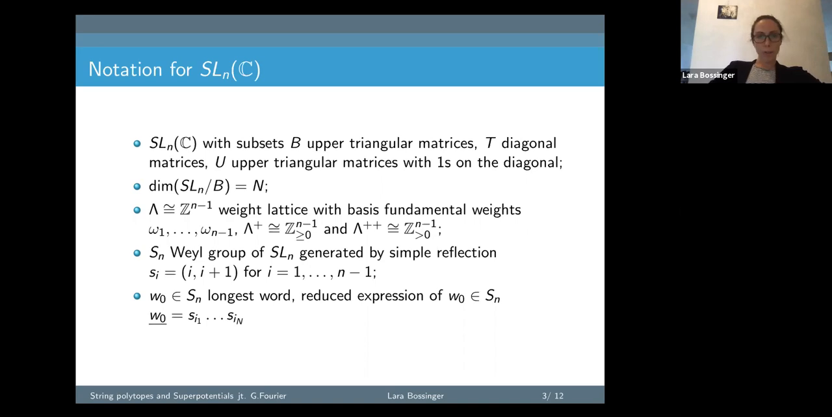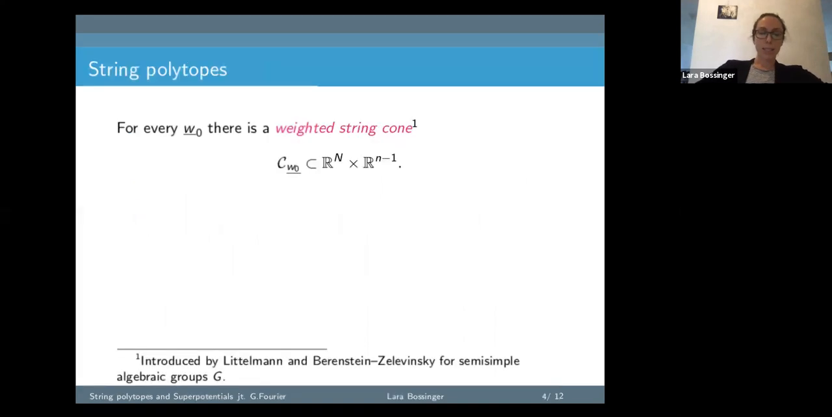Okay, so then let's get started with the string polytopes. For every reduced expression of the longest word, I can define a string cone, or a weighted string cone more precisely. This is some cone that lives in the product of R^N, again N being the dimension of the flag variety, and R^(n-1), where the second copy comes from the dominant Weyl chamber. And this is exactly one of the cones that we've seen in Benjamin's talk before. It's a nice example of those.